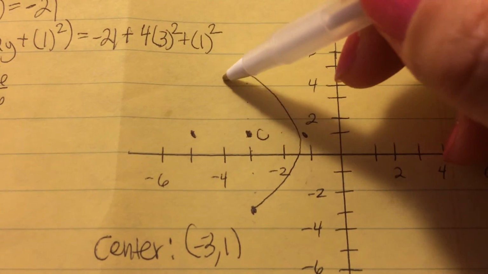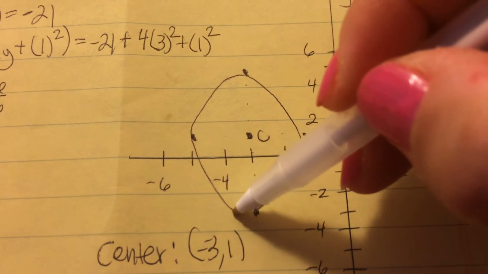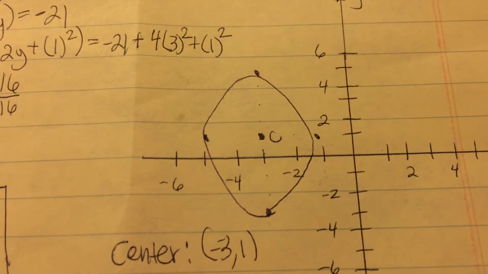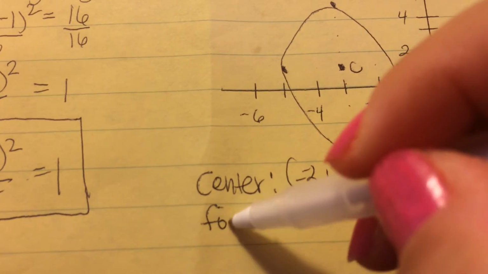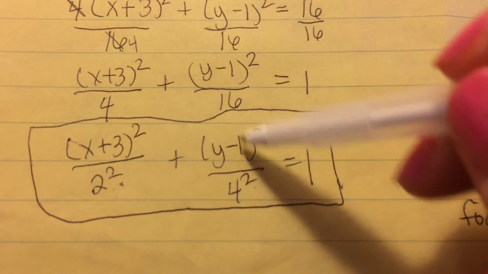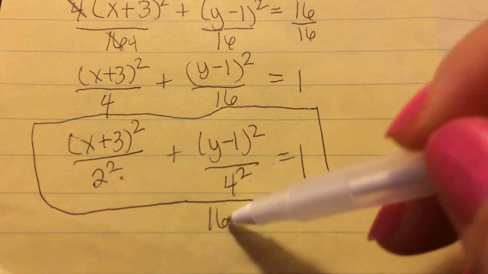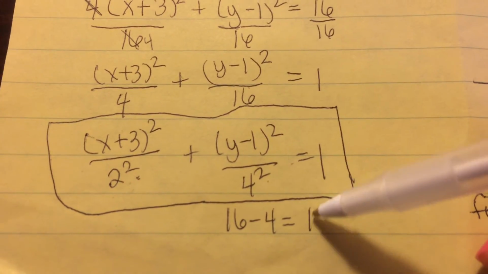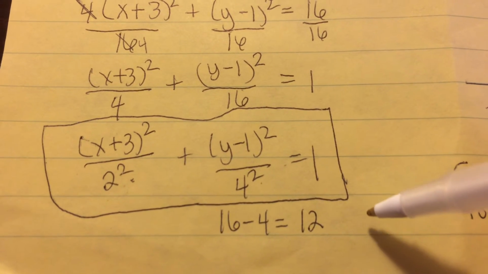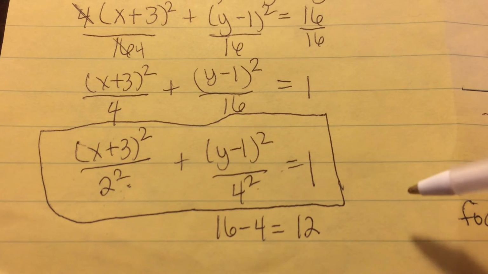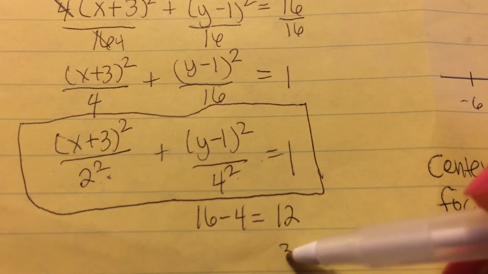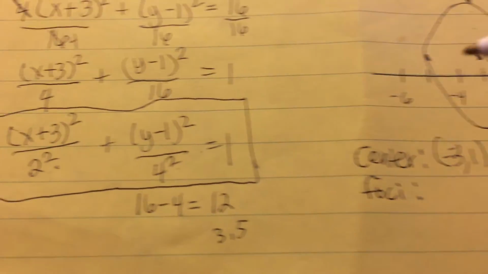So again, this is the ellipse because one side is larger than the other side. So if this is an ellipse, then I need the foci. The foci use the largest side, so it's obviously this one right here, 16. So 16 minus 4 should give us 12. And the square root of 12 is going to give us about 3 point something. I believe it's 3.5-ish.